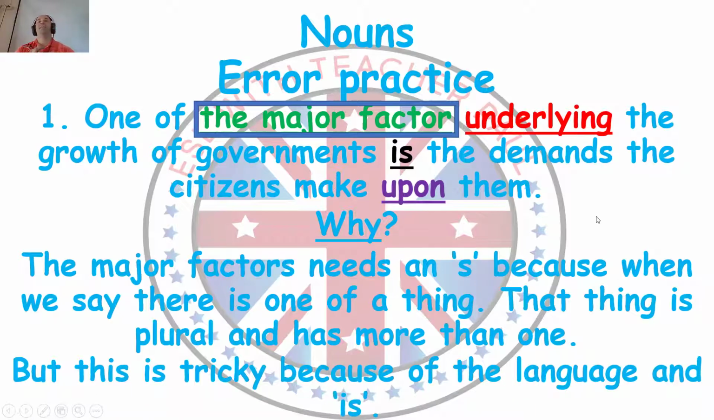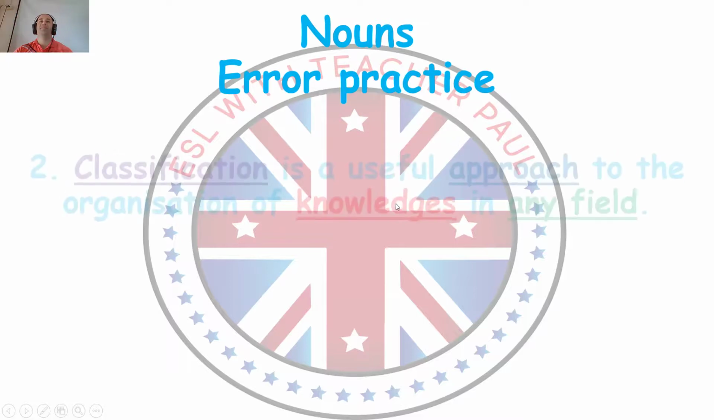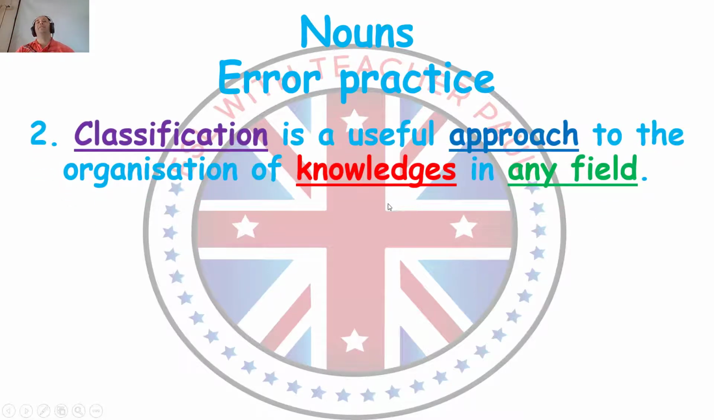Okay, but it is a tricky one, this one, because of "is". It depends on the subject, and you have to understand what the subject is and not get confused. Okay, let's try another one. Again, this is our sentence this time. Classification is a useful approach to the organization of knowledges in any field.